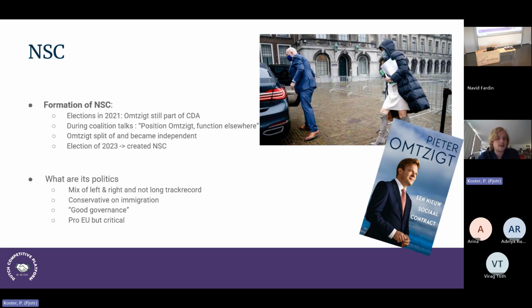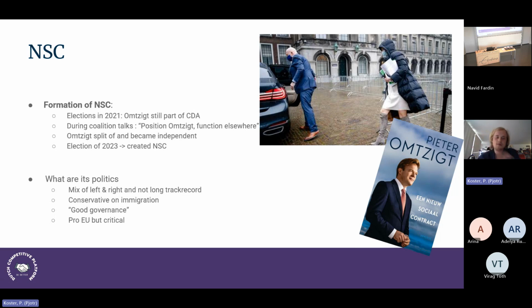So what then happened is that Omtzigt split and became independent. In the meantime, in 2021, he also wrote a book, A New Social Contract, which is what he named his party after. He didn't start the party immediately after he split, but during the elections of 2023, he created the New Social Contract.